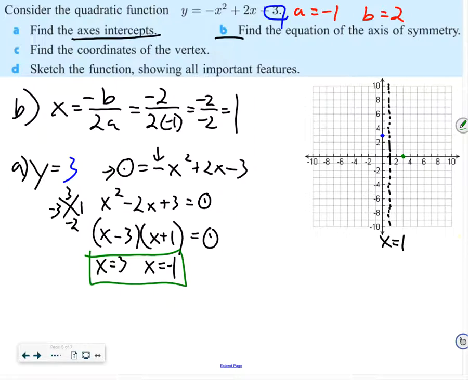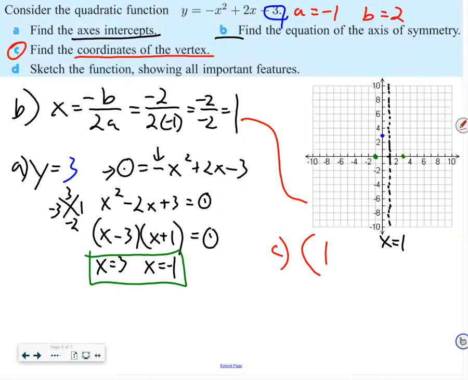Okay, and negative 1. Notice how my line of symmetry is right in between those points, so that helps me verify that I'm doing things all right. Well, now that I know those things, I can move on to C, which says find the coordinates of the vertex. The first part is the x value, which is exactly my line of symmetry here. So I know my vertex is 1.